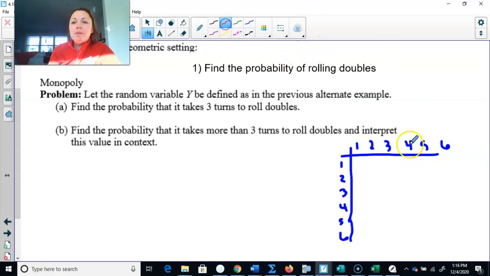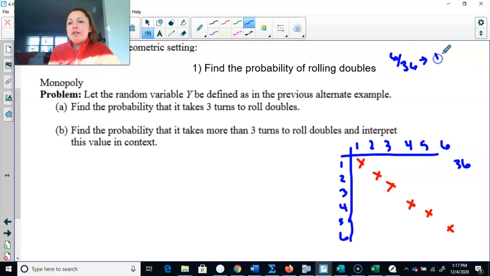Where am I going to roll doubles? I'm going to roll doubles here: 1 and 1, 2 and 2, 3 and 3, 4 and 4, 5 and 5, and 6 and 6. How many ways can I roll here? There are 36 total ways. So the probability of rolling doubles is 6 out of 36, which is a 1/6 chance. Okay, that's my probability of success.